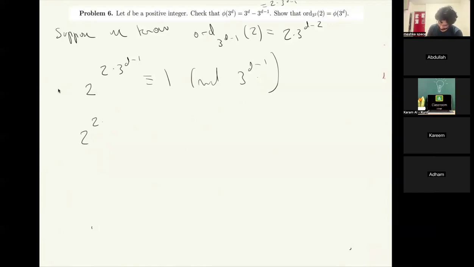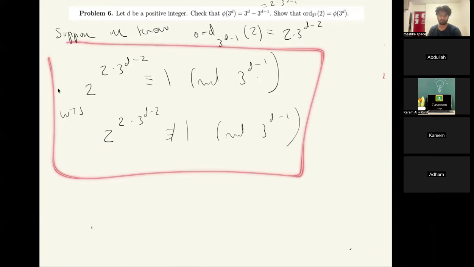Sorry, I'm confused. This is not what we're going to do. Now we want to show that 2 to the power of this same number is not congruent to 1 mod 3 to the d minus 1. But you see, this should be the inductive hypothesis.